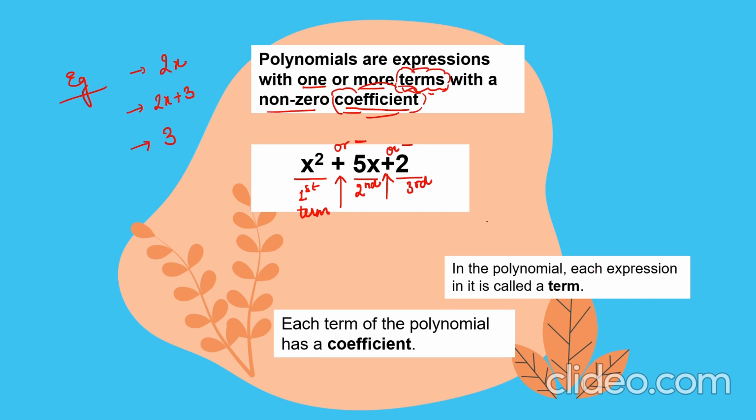Now the next is coefficient. What do you mean by coefficient? In each term, there is a coefficient. If I take this example again, the coefficient of x square is 1. The coefficient of x is 5 and 2 is known as your constant.